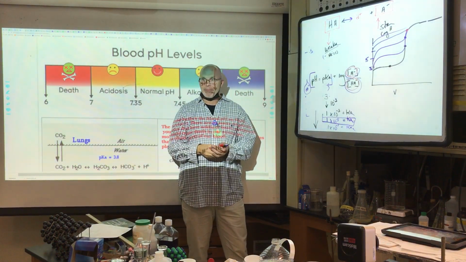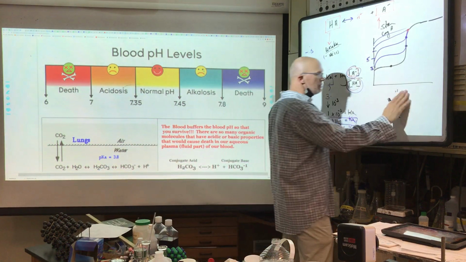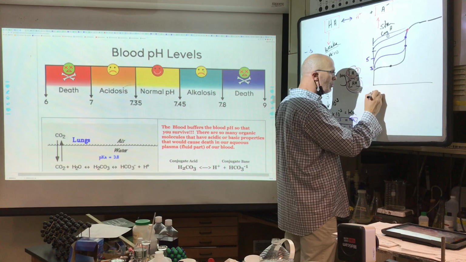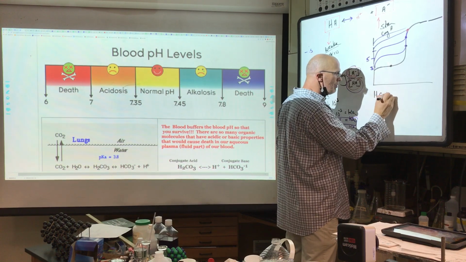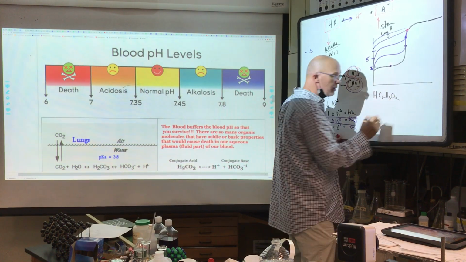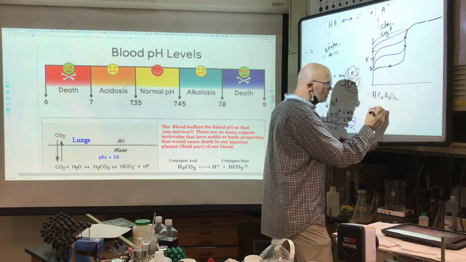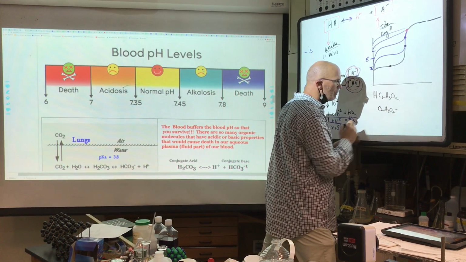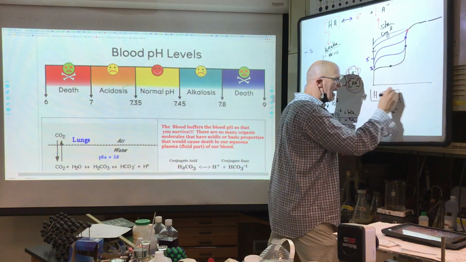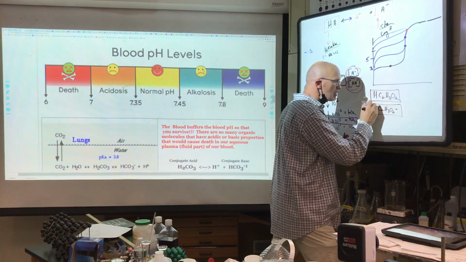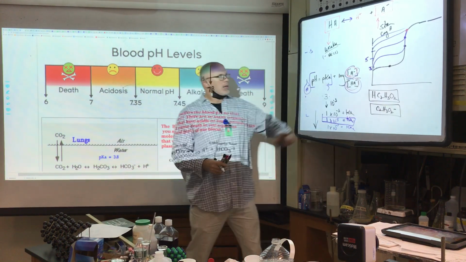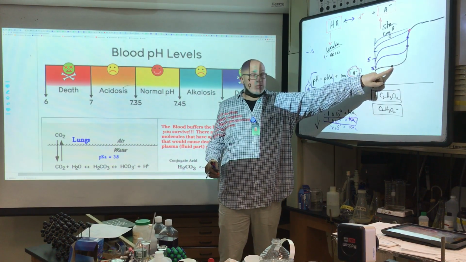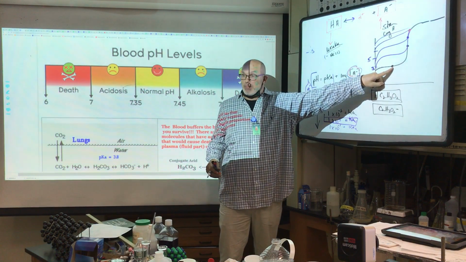In your lab 11, what was our acid? It was HC2H3O2. That's vinegar. Its conjugate base was C2H3O2 negative. This was the conjugate acid. Here's the conjugate base. At this point here of our titration that we did yesterday, that's a max buffering position.